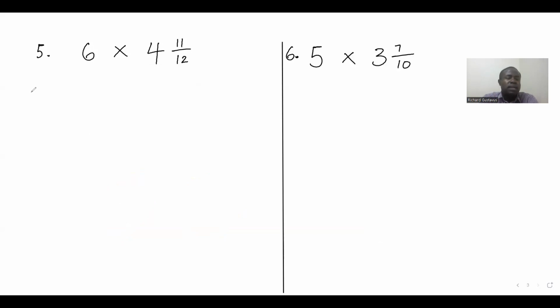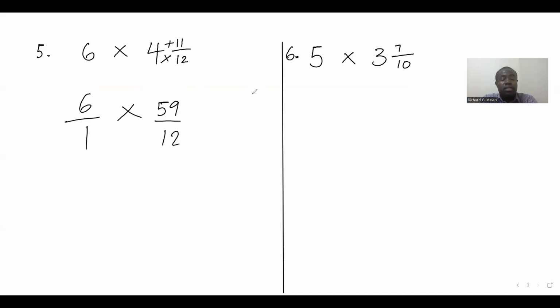So up next, we have 6 times 4 and 11 over 12. Our whole number right here is 6, so we can convert that to a fraction by dividing by 1. Then afterwards, we multiply, and then we convert our mixed number to improper. So it's 12 times 4, that's 48. Then 48 plus 11, that's 59, and then we put that over 12.